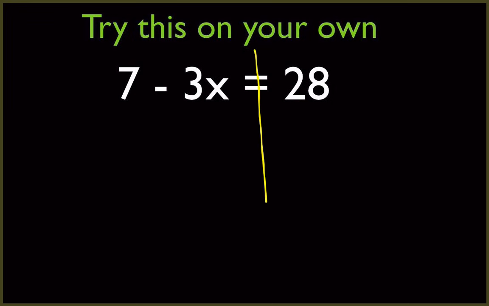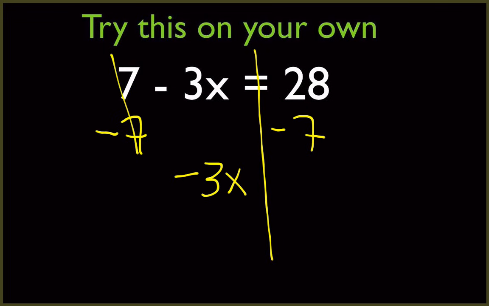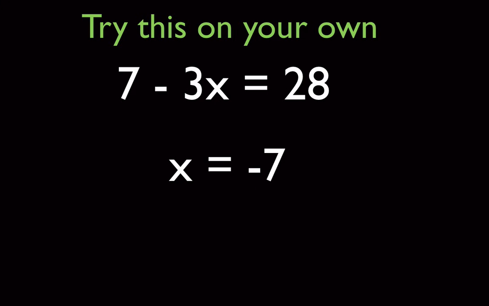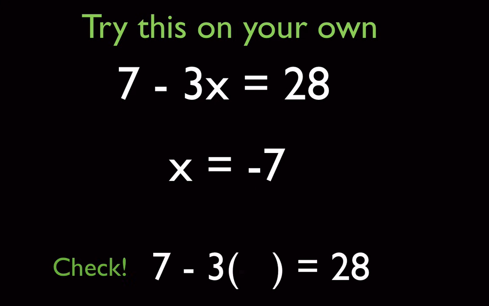Okay, so drawing my line, I'm going to go ahead and subtract 7 from both sides. I'm going to end up with negative 3x equals 21. Dividing by negative 3, I end up with x equals negative 7. Testing my answer, I get 7 minus, again, negative 3 times negative 7 is positive 21. 7 plus 21 is 28, so my answer is correct.